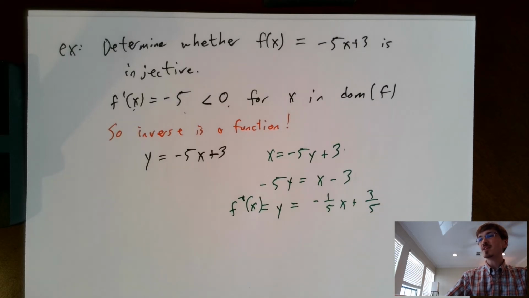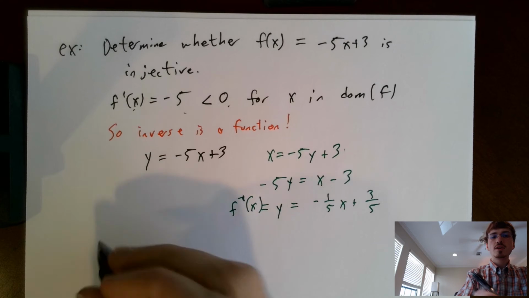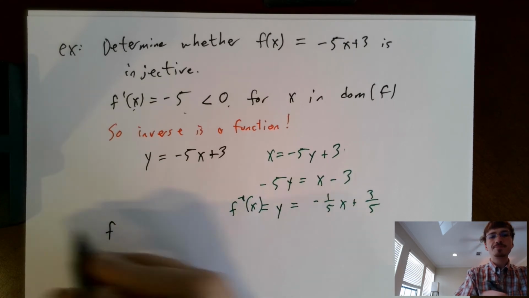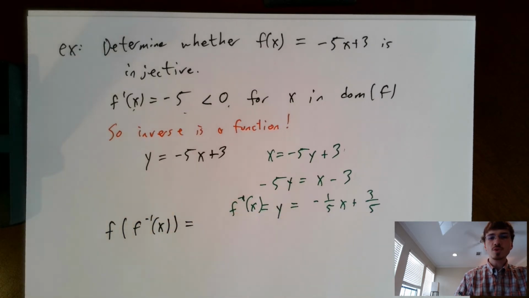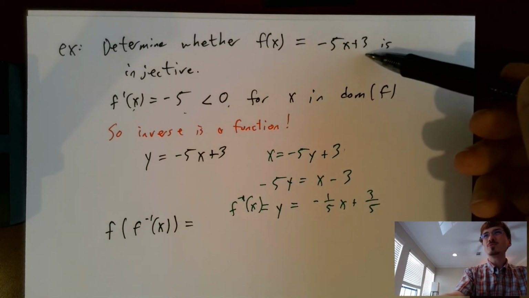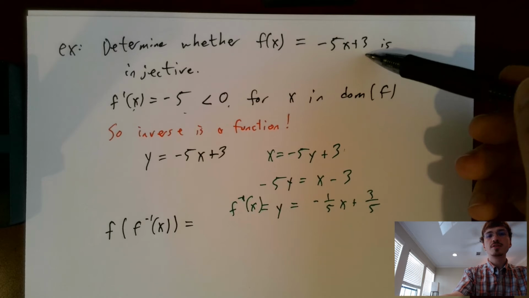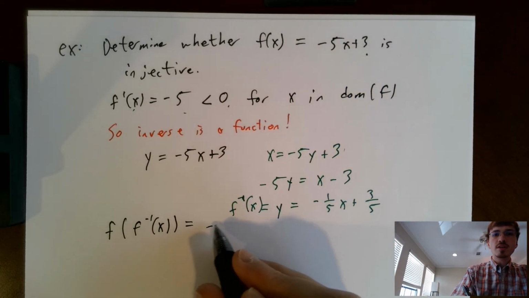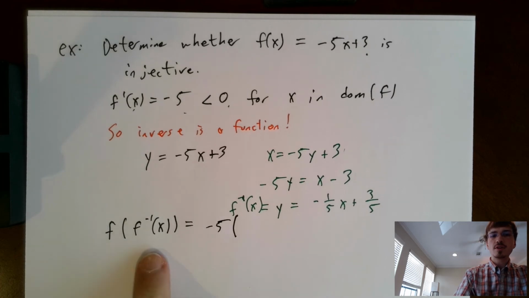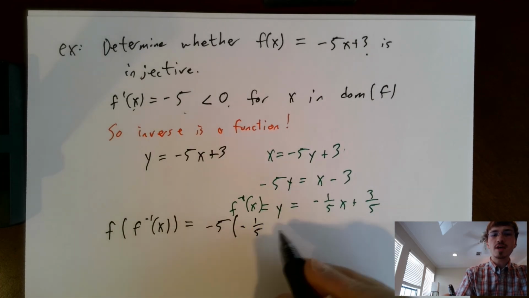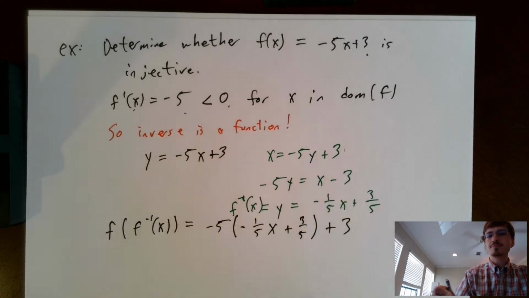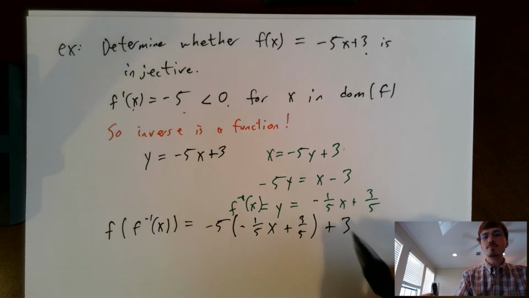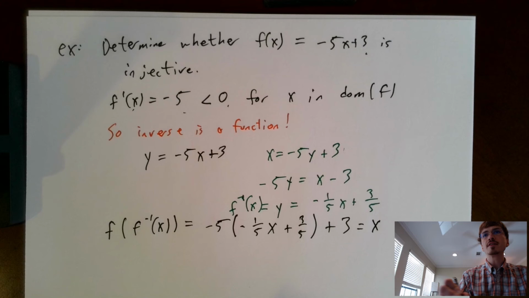What does it mean again to be the inverse function? Let's just remember and try this for yourself. Verify that f of f inverse of x is x. So what does this mean? We take f inverse of x, this function, and wherever we see x, we replace it with f inverse of x in this function, right? So this is going to be negative 5 times f inverse of x, which is negative 1/5 x plus 3/5, plus 3. And make sure that you see that this is, in fact, x.